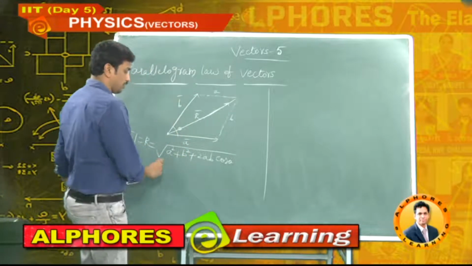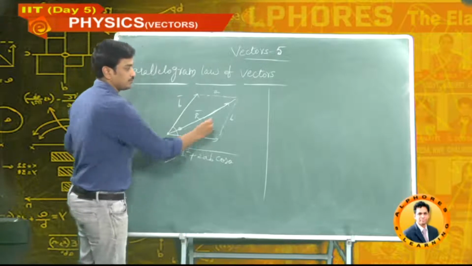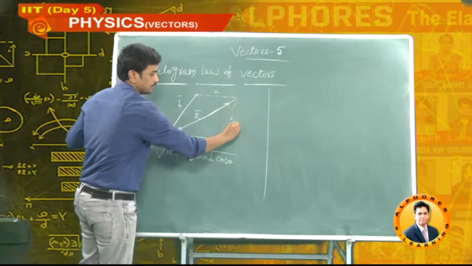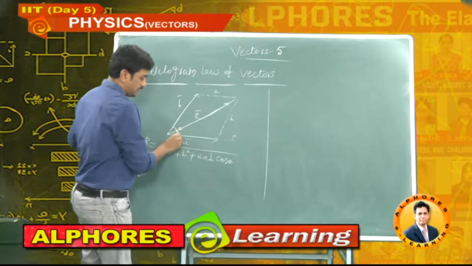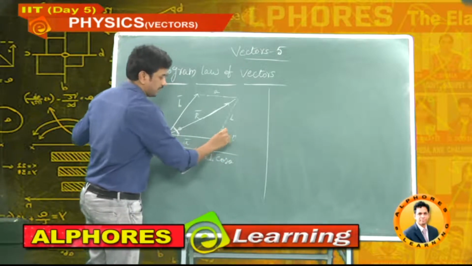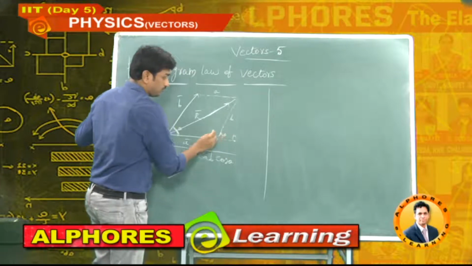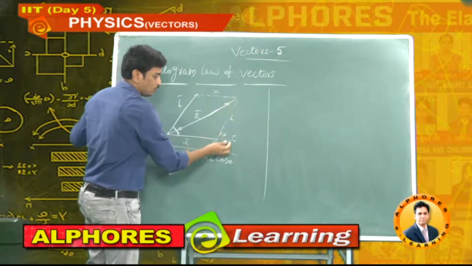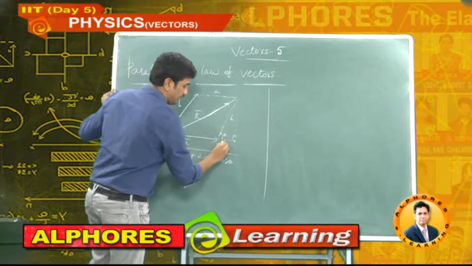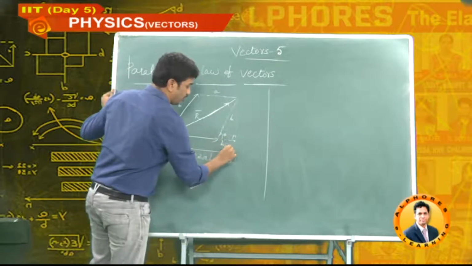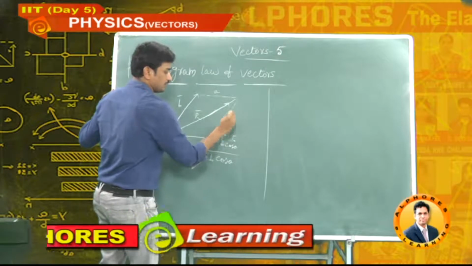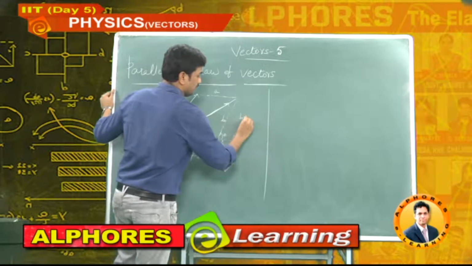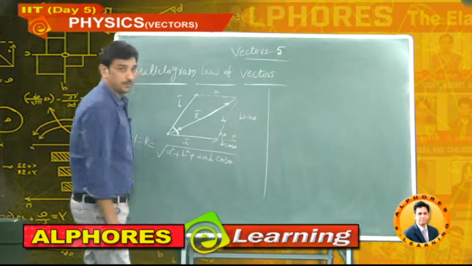Now here one more thing we should calculate. What is that? This is 90, this is theta, this also theta. Now this is A. What about this? B cos theta. What about this? Opposite to theta, B sin theta.